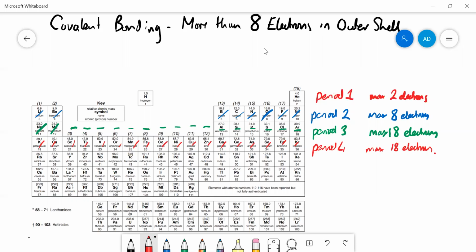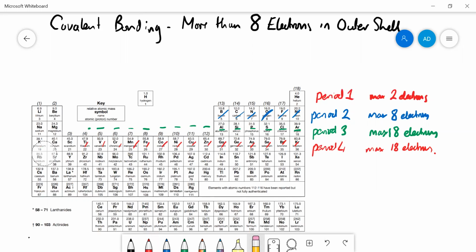Okay, what does this mean for covalent bonding then? And I realize that this may be slightly confusing, but in the first few weeks of year 12, you will do a little bit more about the electronic structure, and you'll realize why period 3 has got room for 18 electrons and not just 8, period 4, 18 electrons, and so on.